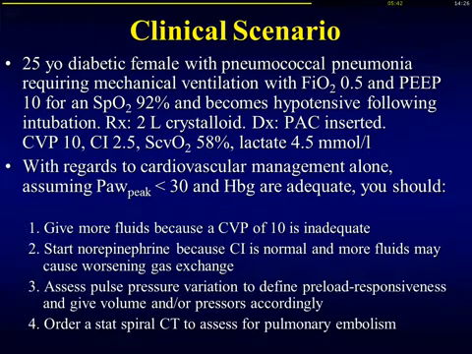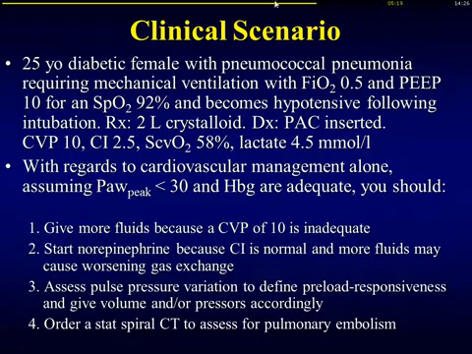So in a clinical scenario here, we have a patient, a 25-year-old diabetic female, pneumococcal pneumonia, required intubation. She became progressively hypotensive following intubation. She got 2 liters of crystalloid. She had a PA catheter inserted. CVP was 10. ScvO2 was 58. Lactate was 4.5. She was a sick girl. Cardiac index is 2.5.